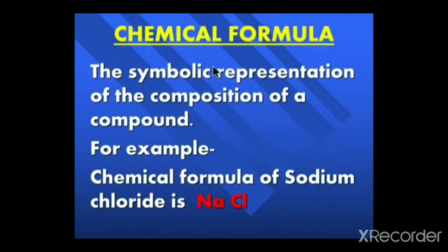Coming to the topic chemical formula. Chemical formula is defined as the symbolic representation of the composition of a compound. Means here symbols will be used. For example, chemical formula of sodium chloride is NaCl. Na is the symbol of sodium and Cl is the symbol of chlorine. So students, here you are able to now define the term chemical formula. Hence we have achieved our first learning outcome.